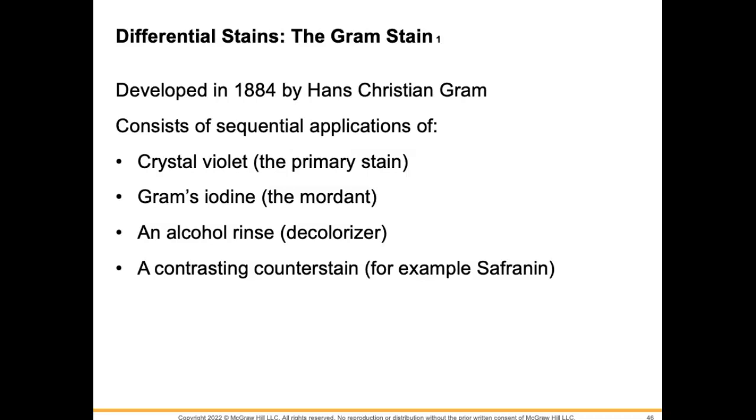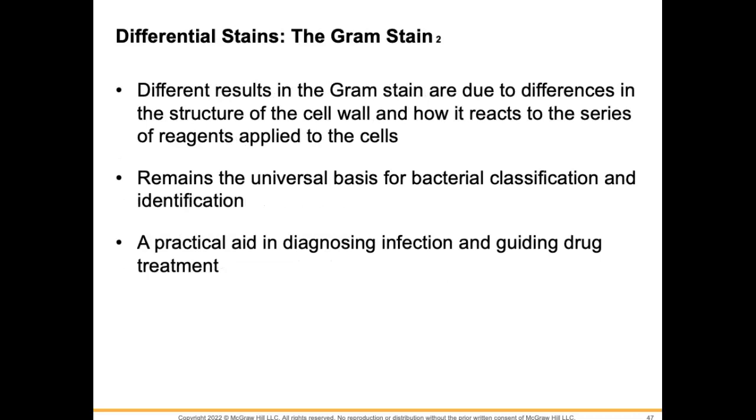Then you add the Gram's iodine, which is the mordant. And what the mordant does is allows that stain to stick, the original primary stain. It helps it to stick. And then that Gram's iodine, after about a minute, is rinsed off. And then we add an alcohol rinse, which we refer to as a decolorizer. And that stays on for less than 5 seconds. We rinse that off really quickly. And then we add the counter stain, which is safranin, and that stays on for about a minute. And then we rinse it again with water. And that is the procedure for a Gram stain.